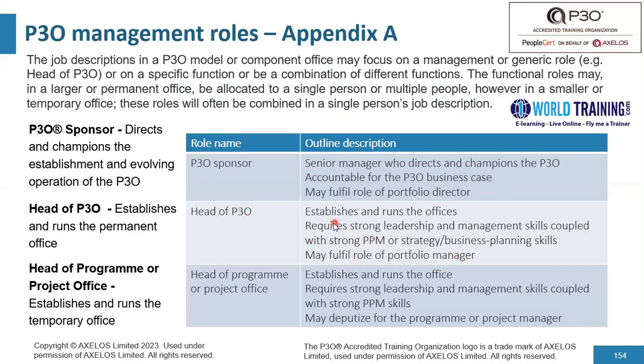The P3O manager, head of P3O, establishes and runs the offices, and requires strong leadership and management skills coupled with strong PPM or strategy and business planning skills. And finally, we have the head of program or project office, and this could be deputized to a program or project manager. This particular role establishes and runs the office, and requires strong leadership and management skills coupled with strong PPM skills.